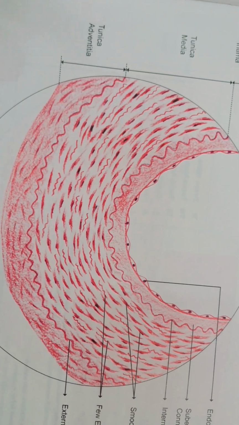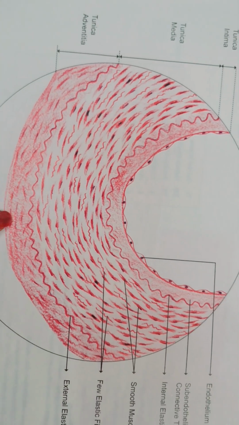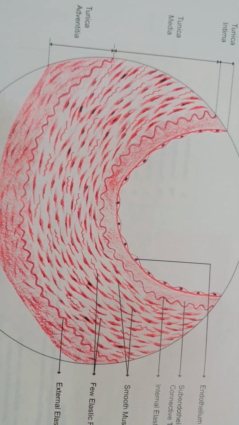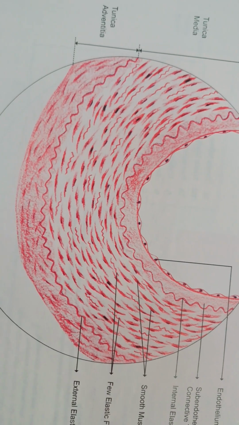Previously in large artery we had vasa vasorum, but there is no vasa vasorum here. Now let us see the differences between large artery and medium-sized artery.